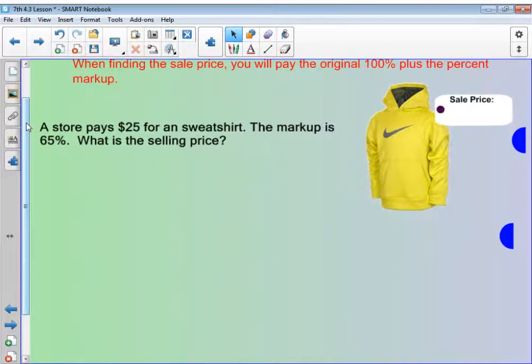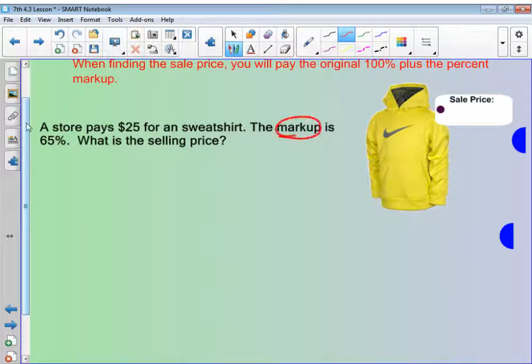Okay, so it says a store pays $25 for a sweatshirt. The markup is 65%. So markup again, you get the markup increase.